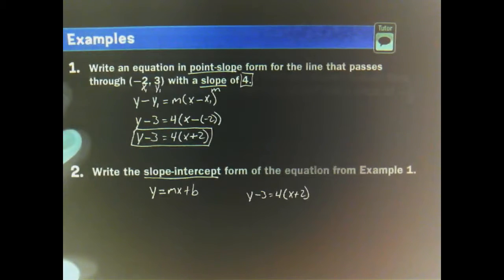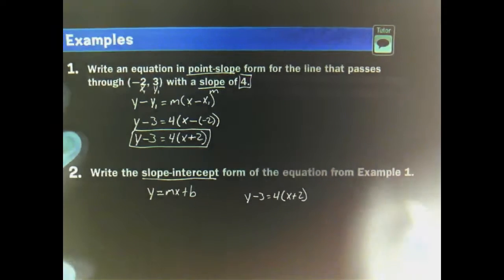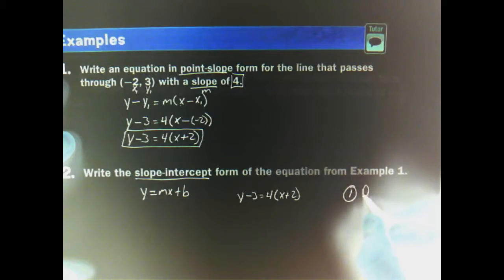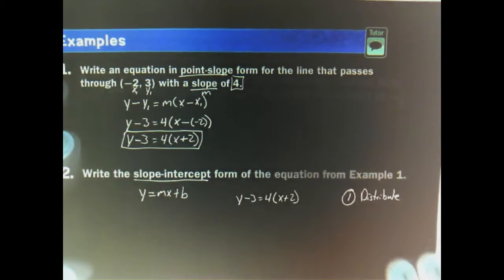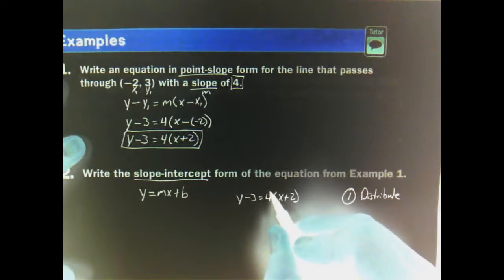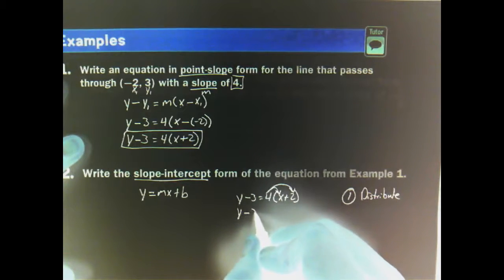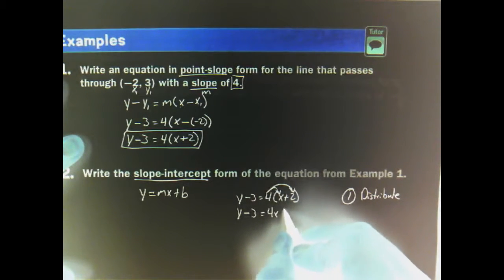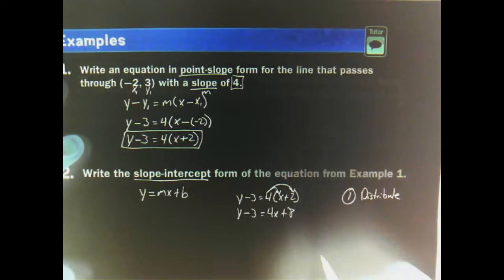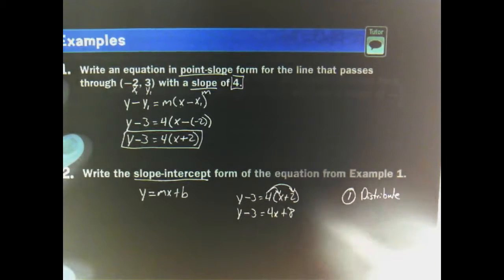Step number 1, distribute. So I take this 4 and I multiply it by the x and I multiply it by the 2. And I end up at y minus 3 is equal to 4x plus 8. The second step then is get y by itself, or solve for y.